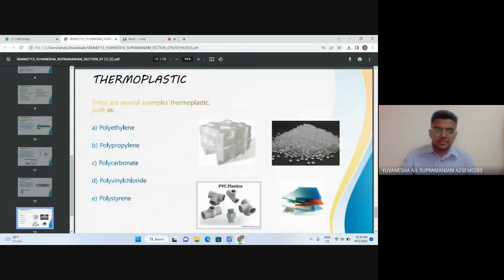And finally, I would like to explain about several examples of thermoplastic products such as polyethylene, polypropylene, polycarbonate, polyvinyl chloride, and polystyrene. This, as we know, is used in our daily life. It is the PVC plastic. This is also used in our daily life. It is polystyrene. This is polycarbonate, and this is polyethylene.